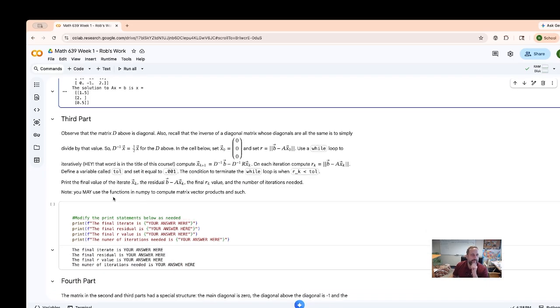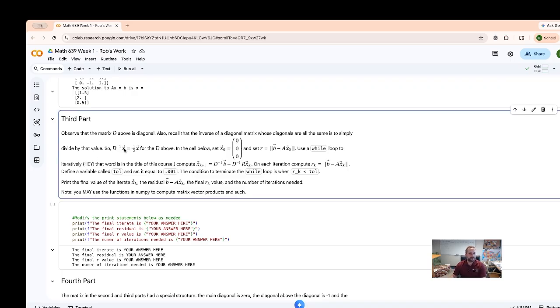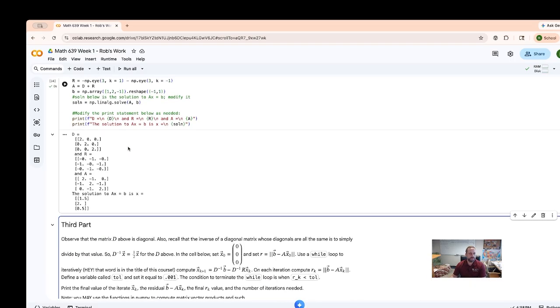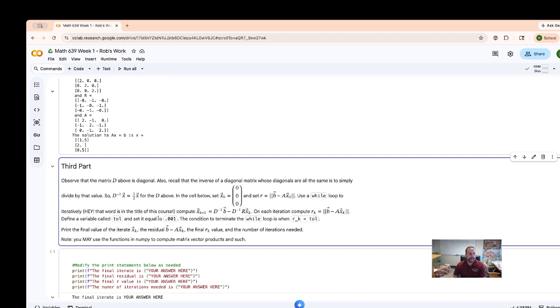So observe that the matrix above is diagonal. Also recall the inverse of a diagonal matrix whose diagonals are all the same. In other words, if your matrix is just a multiple of the identity, then the inverse is just to divide by whatever the diagonal value is. So D inverse X is equal to 1/2 X for this D. This D has 2 on the diagonal.